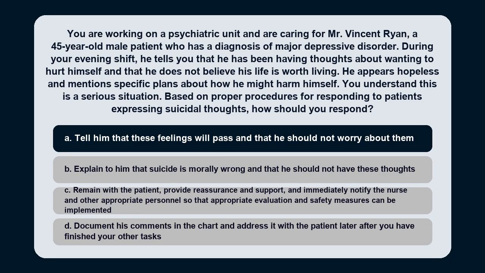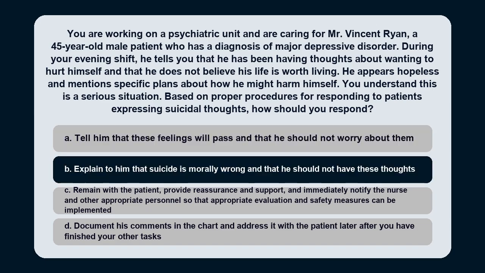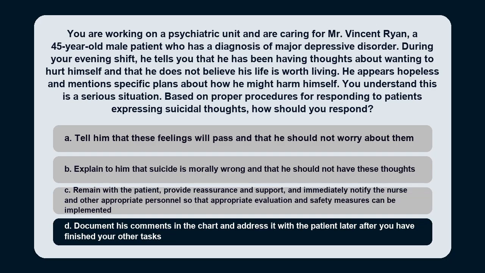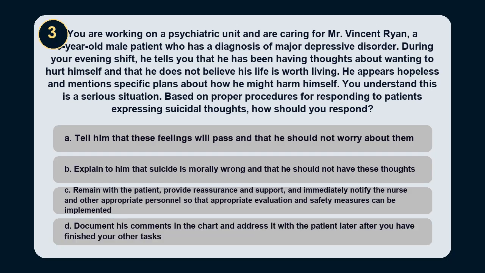Option A. Tell him that these feelings will pass and that he should not worry about them. Option B. Explain to him that suicide is morally wrong and that he should not have these thoughts. Option C. Remain with the patient, provide reassurance and support, and immediately notify the nurse and other appropriate personnel so that appropriate evaluation and safety measures can be implemented. Option D. Document his comments in the chart and address it with the patient later after you have finished your other tasks.